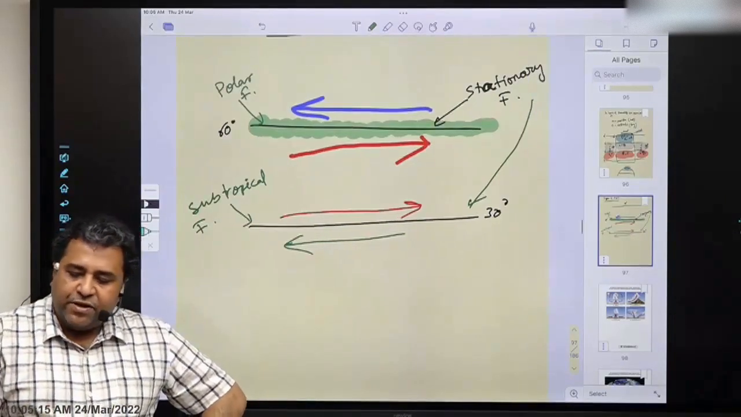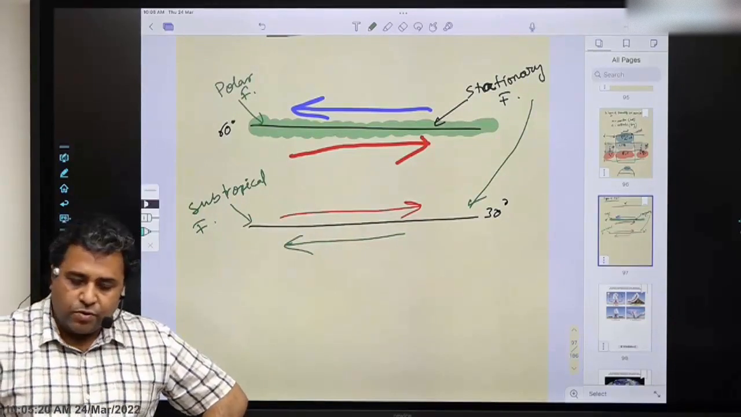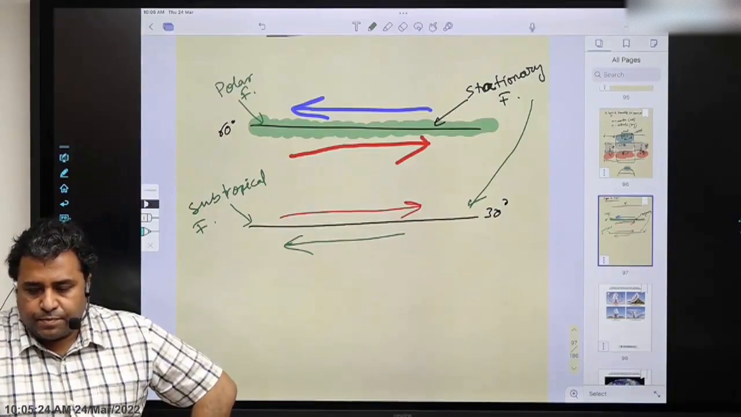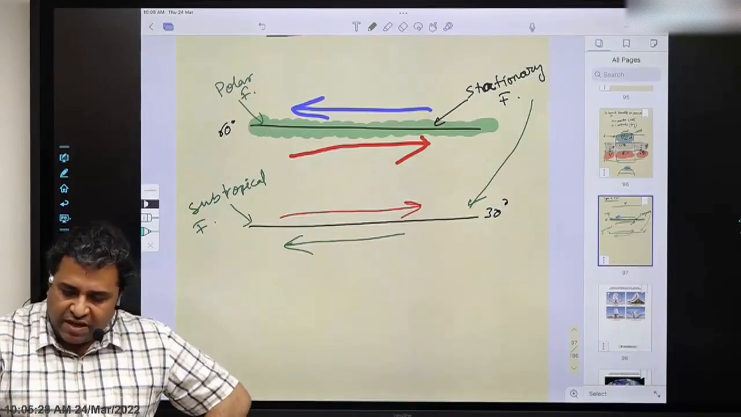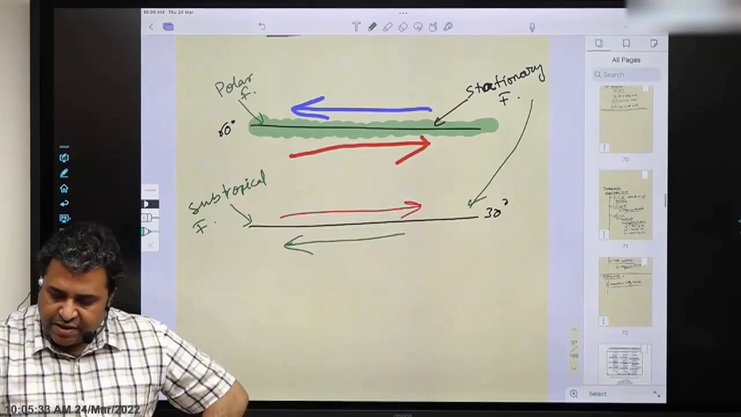Now let us try to understand next. Once the stationary front is done, which are the other types of fronts? To understand the other types of fronts, I would take you to a diagram which we have earlier understood.